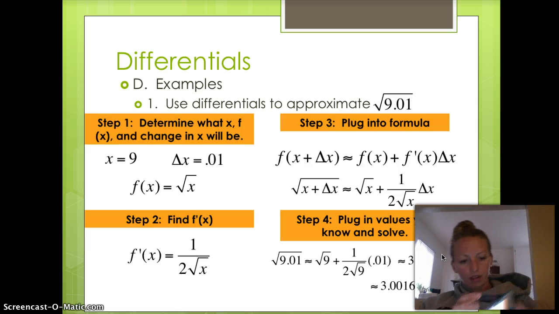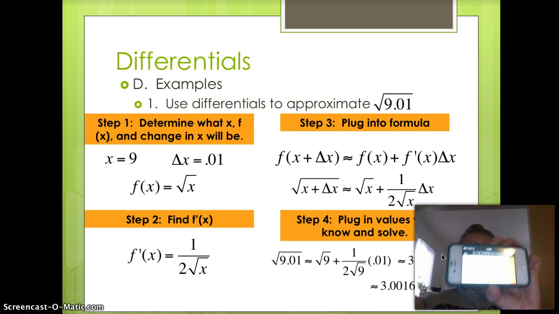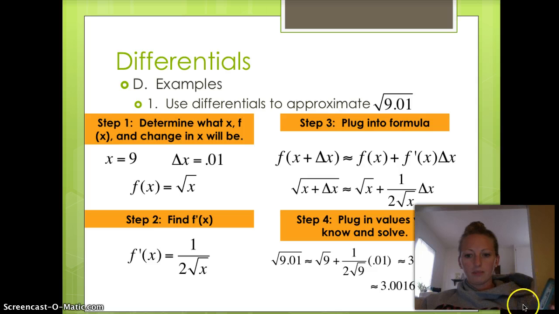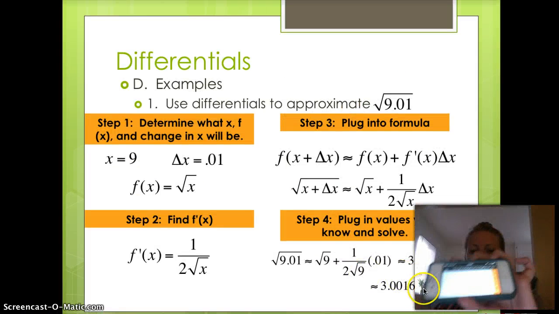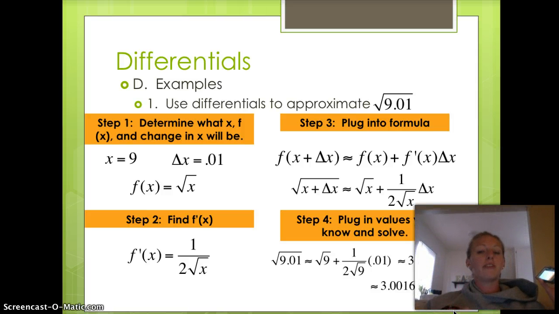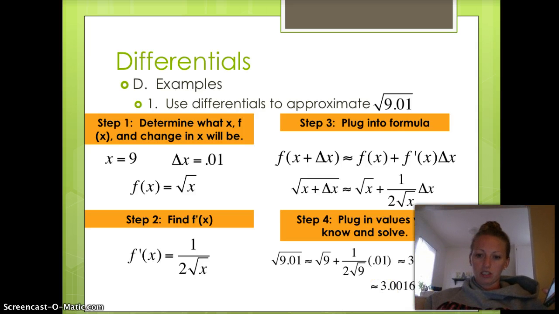So if I just take, I'm going to clear this out. Where's my clear? 9.01, which was my original thing, and take the square root, I get something really, really close. It starts off the same, 3.00166. So it changes. Mine that we did by approximating, it stays 6s. So it's really close, but there is a difference. And if you were asked to do this on the AP exam, they would want this answer, this approximation. So that's why we need to be able to do it.